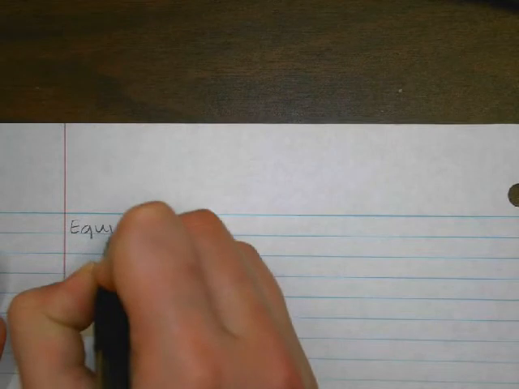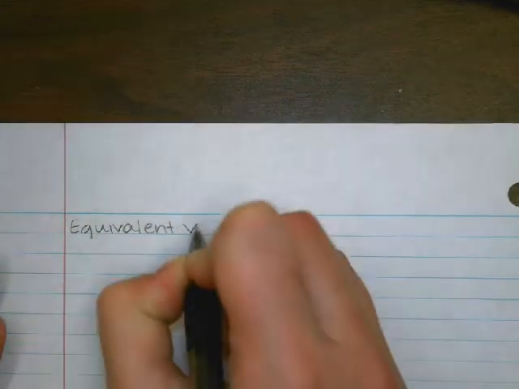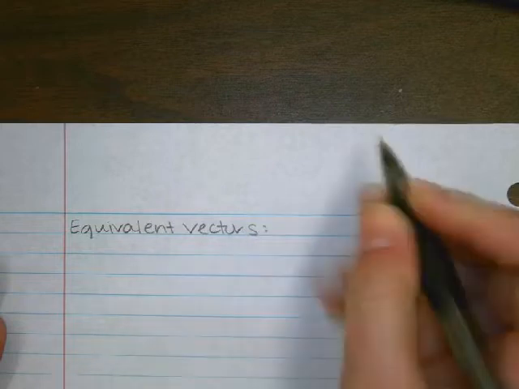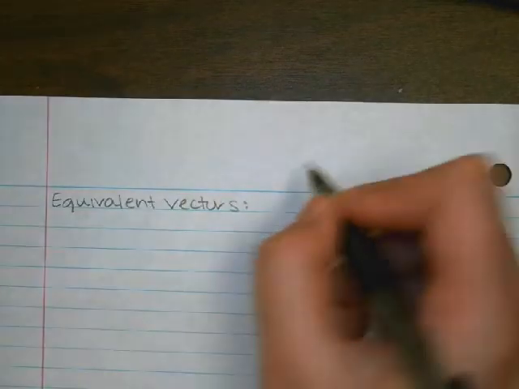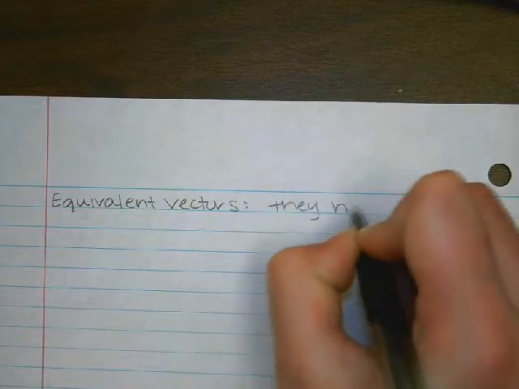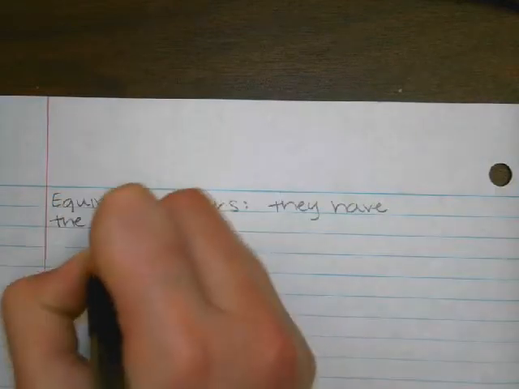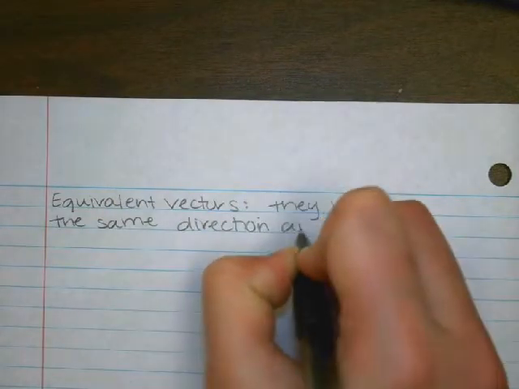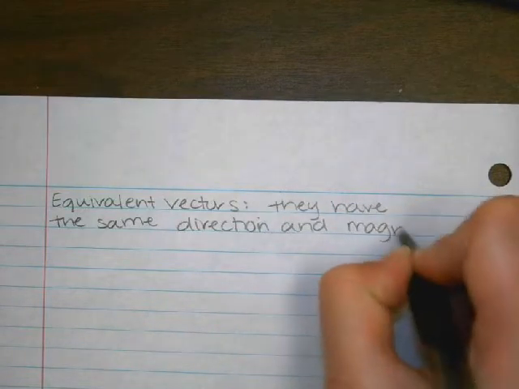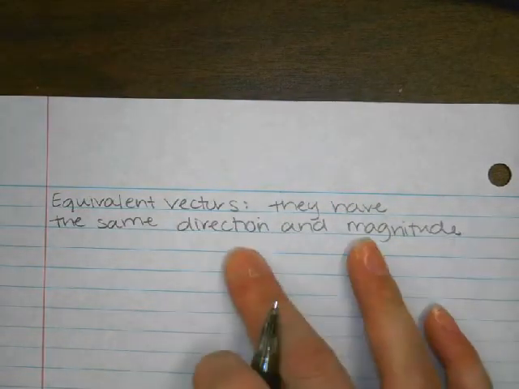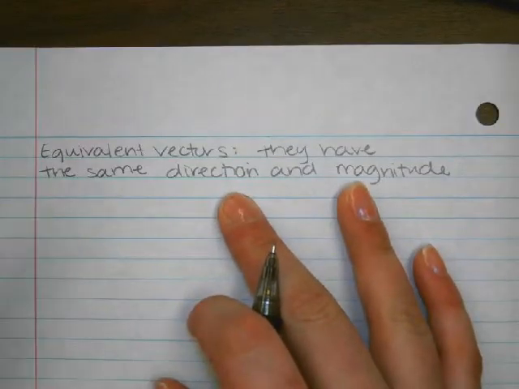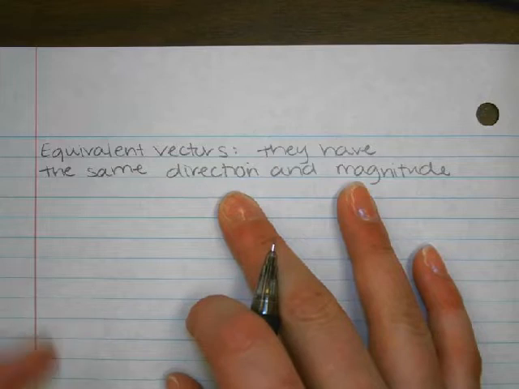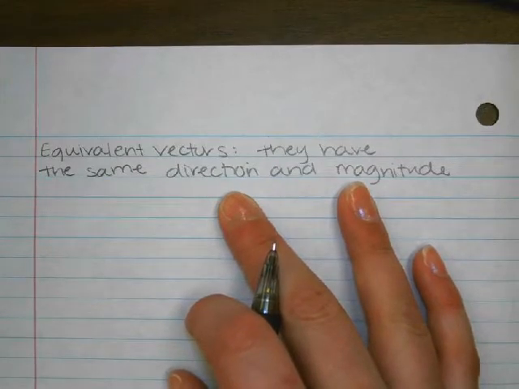Okay, so next we're going to go ahead and talk about equivalent vectors. Two vectors are equivalent if they have the same direction and magnitude. So basically, if you take the two different points, the initial point and the terminal point, and you write the vector from it and your component form is the same, then they're equivalent vectors.